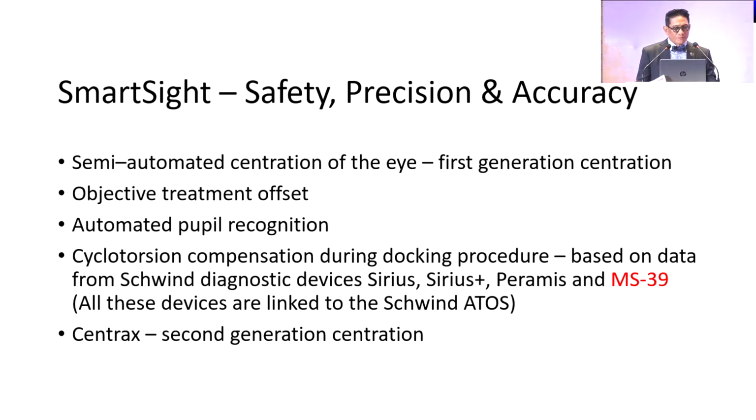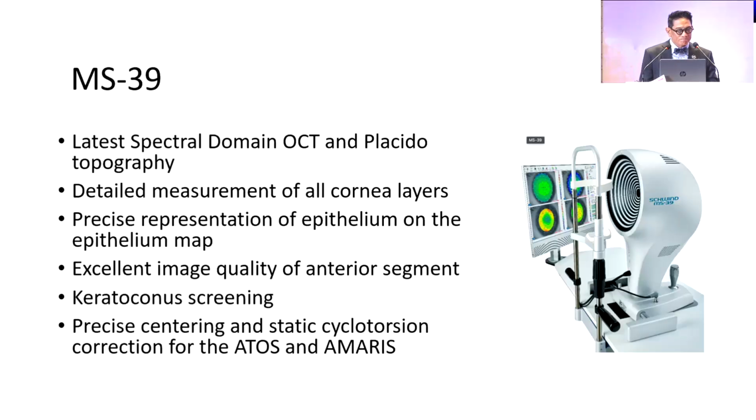Well, we have a semi-automated centration of the eye, which is the first generation centration. We have an objective treatment offset, an automated pupil recognition, which is going to be transferred to the laser. The cyclotorsion compensation during the docking procedure is based on the data from Schwind diagnostic devices like Sirius, Sirius Plus, Peramis, and what we have now is the MS39. And the second generation centration is coming in a couple of months, which is called the Centrax.